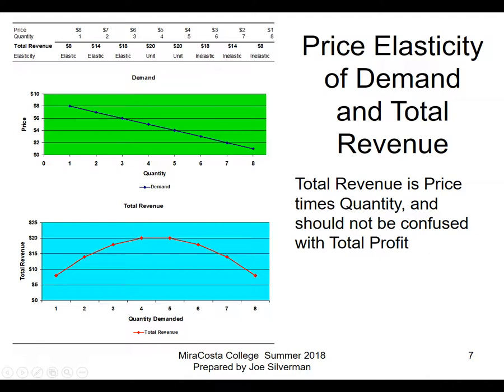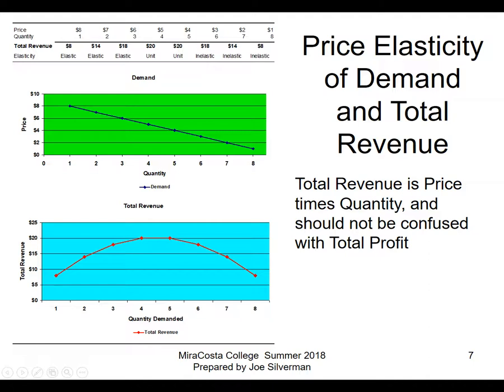Anytime you're on the elastic portion of the demand curve, if your goal is to maximize revenue, I'm not talking about maximizing profit, it might help you maximize profit, but if your goal is to maximize total revenue, then you should lower your price. However, that only works for some period of time. After that, you're going to transition into what we call the unit elastic range.